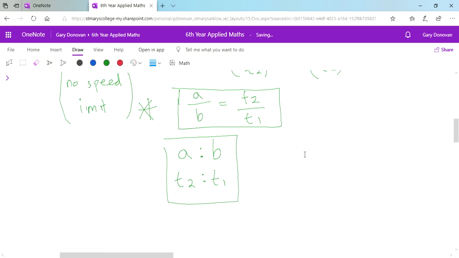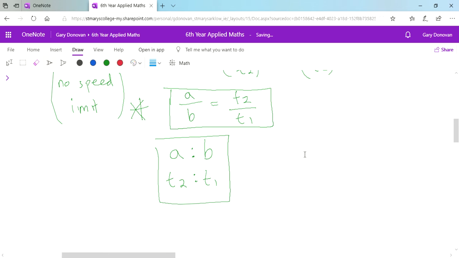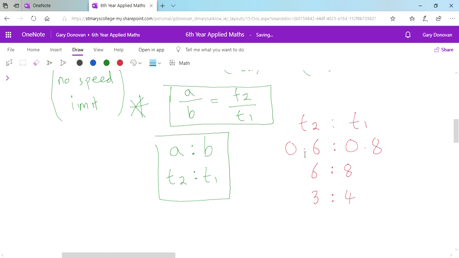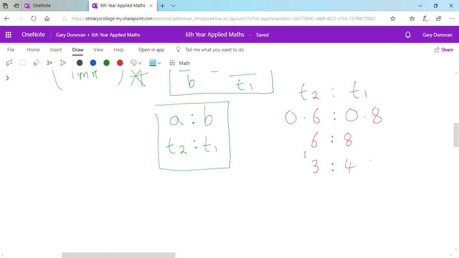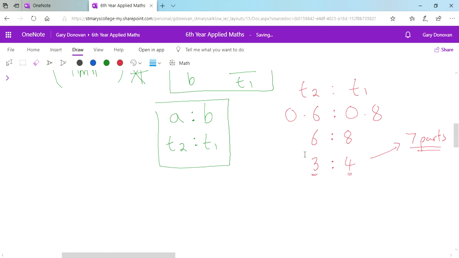So let's apply it to our question now. Acceleration a is 0.6, acceleration b is 0.8, and that's the same as the ratio of t2 to t1. Simplifying this ratio, that's the same as the ratio of 6 to 8, which is the same as the ratio of 3 to 4. So how many parts have we? We have 7 parts in total. t2 is 3 of those parts, and t1 is 4 of those parts.